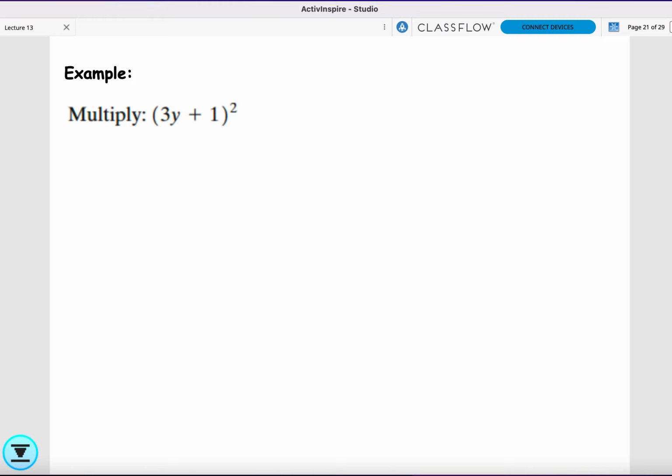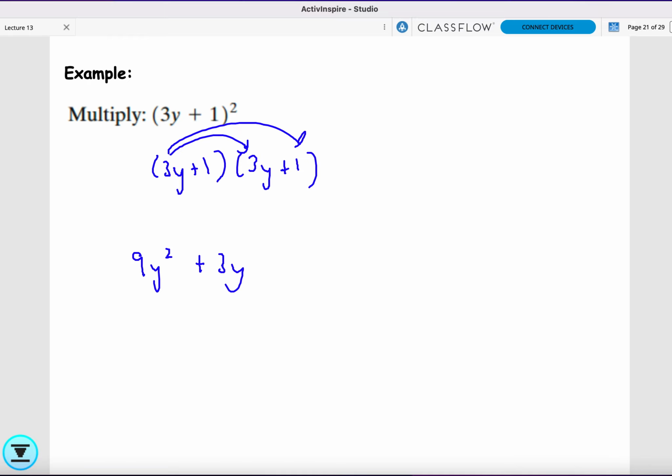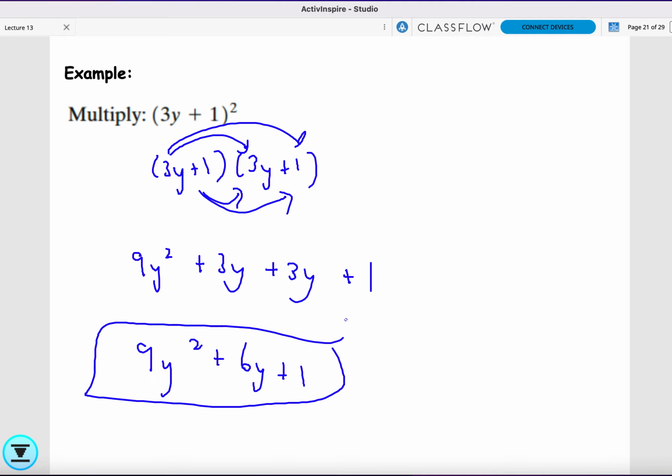3y plus 1 squared. So we're going to go ahead and multiply 3y plus 1 times another 3y plus 1. We can FOIL now. So 3y times 3y is 9y squared. 3y times 1 is plus 3y. 1 times 3y is another 3y. 1 times 1 is 1. Combine like terms, so we get 9y squared plus 6y plus 1. And we're done.